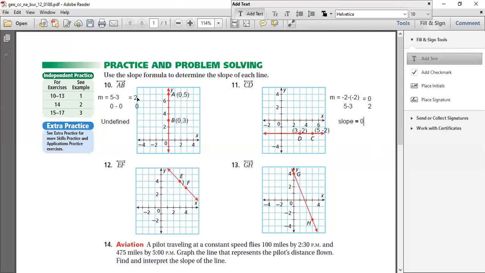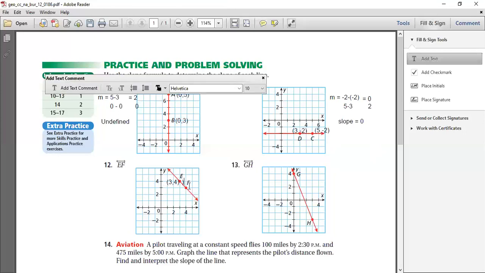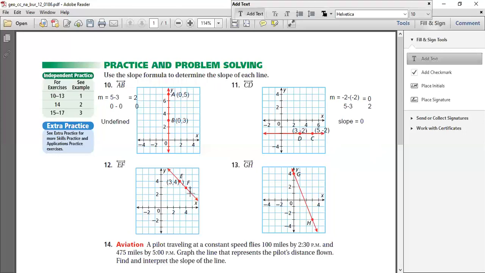See the difference here? It's 2 over 0 there, and here it's 0 over 2. 0 is nothing, but you can divide it by 2. Similarly, this is E, and the coordinate for E is going to be 3 and 4. Always write down the coordinates so that you will not be confused. That's why I keep saying write the coordinates. Then F is going to be 4 and 3.